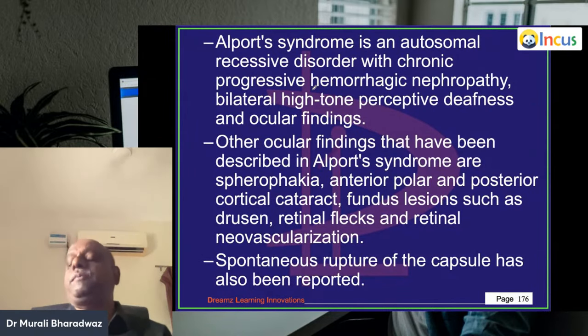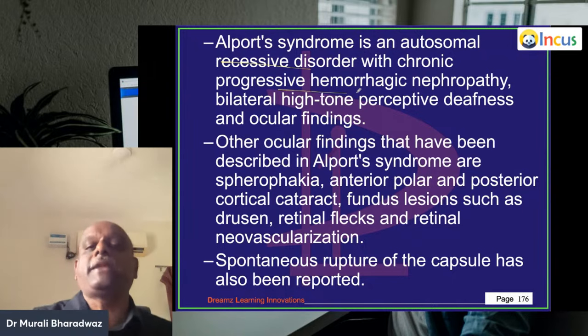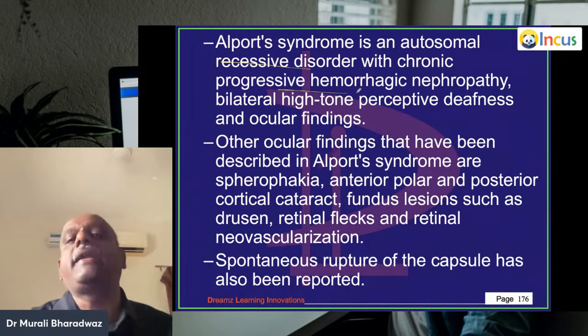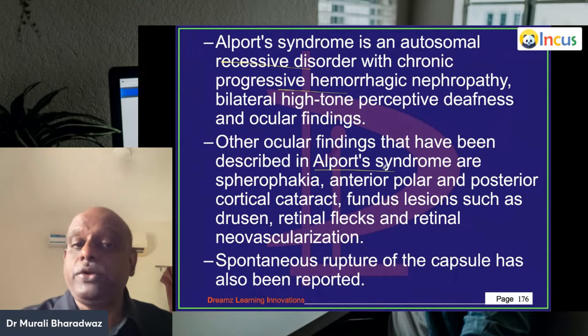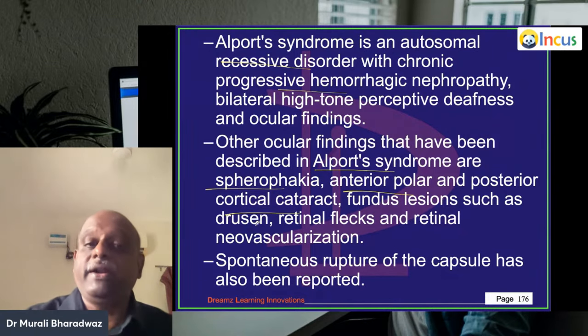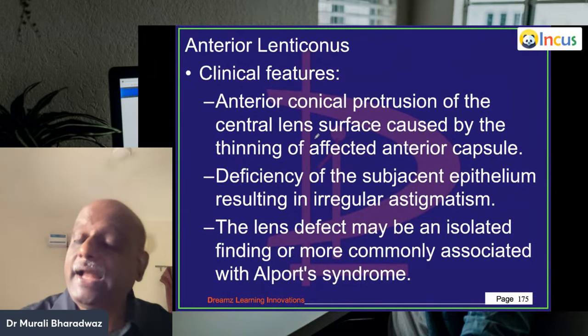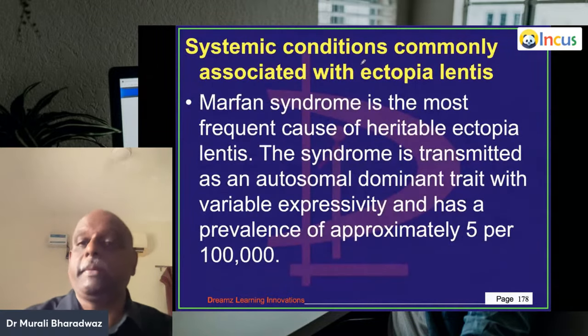So what is Alport? Alport is an autosomal recessive disorder with progressive hemorrhagic nephropathy, bilateral high tone deafness, along with the anterior lenticonus. In Alport, you also find spherophakia, anterior and posterior cortical cataracts, and fundus lesions like drusen. But the very important, frequently tested point about Alport is anterior lenticonus. That is what you need to remember.